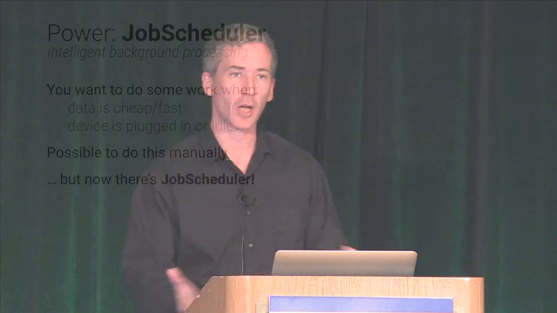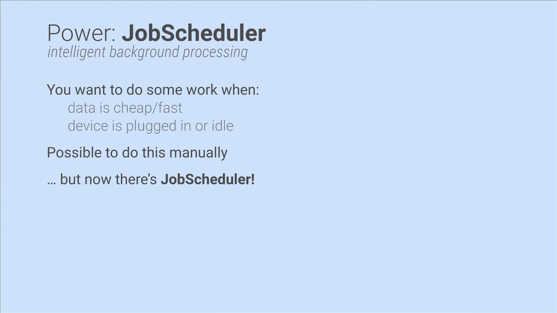Job Scheduler: what you want to do in general, if you want to go query the network, maybe you want to wait until the system is actually on Wi-Fi or plugged in, because it's going to use a lot of power. So it was possible to do this before, but it was a very manual process and it required the system to wake up more often than it needed to. Because maybe it would wake up and realize it wasn't a good time for this, and then you'd set an alarm and wake up sometime later.